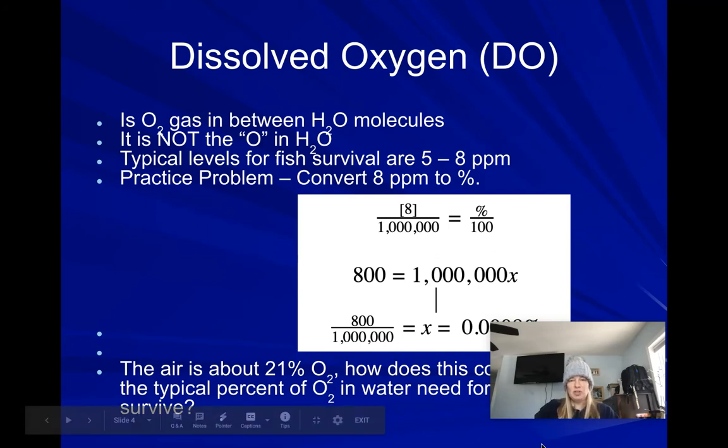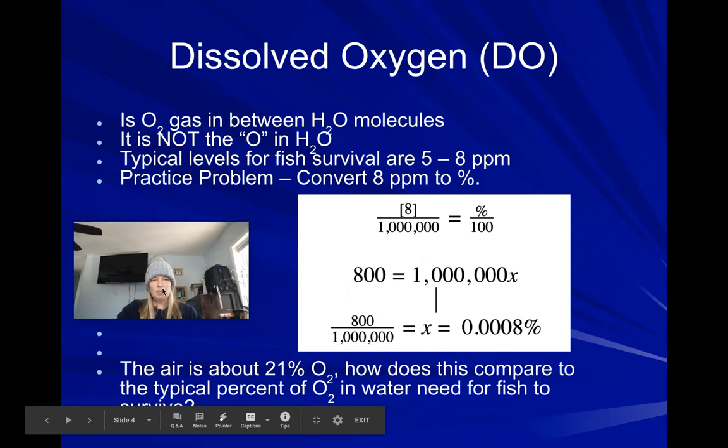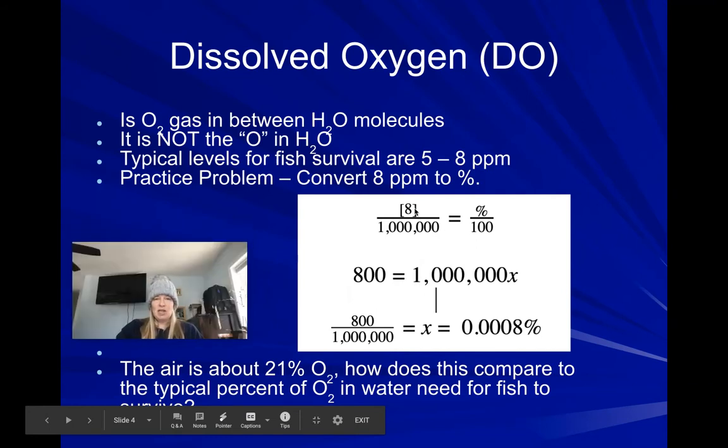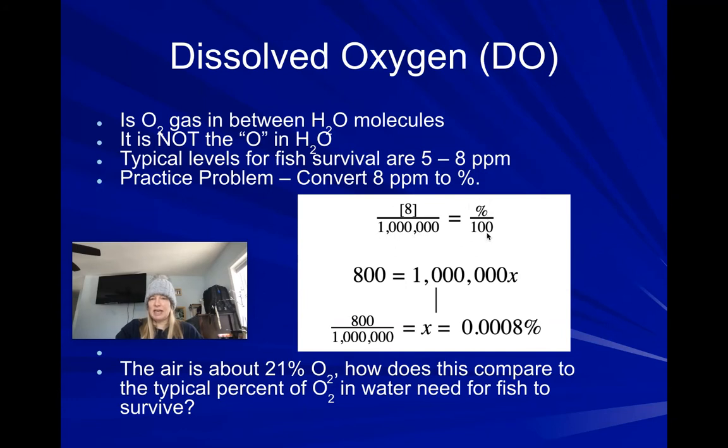And so what I want to do here is just show you, it's a good review of percent stuff. Here, part per million means 8 out of a million. Percent means out of 100. So I took 8 out of a million, what percent out of 100? I cross multiply and I get 800 equals a million times my X, or times my percent. And so I then divide both sides by a million to solve for X, and I get 0.0008%. The air, as you'll recall, is about 21% oxygen.